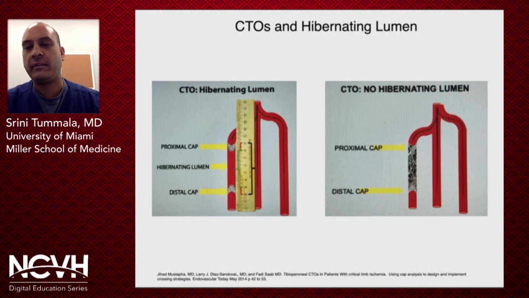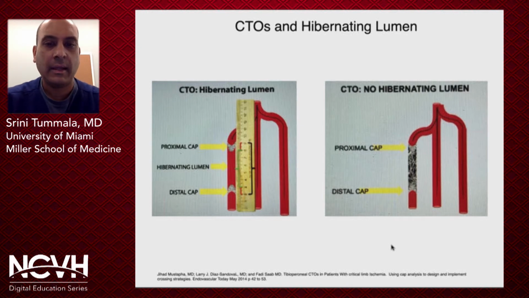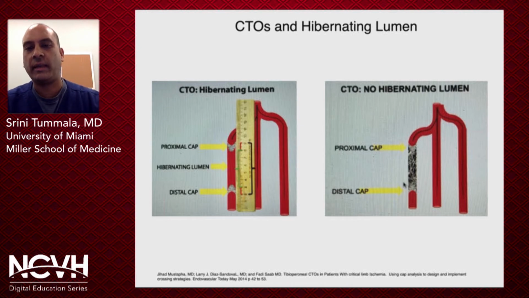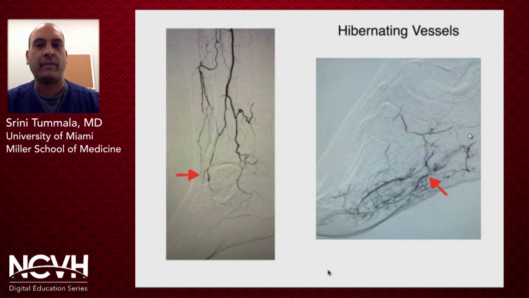On the other hand, when you have a CTO that has no hibernating lumen, you have a proximal and distal cap, but everything in between is chronically closed. This is a much harder recanalization because you have to fight your way through this entire chronic total occlusion. And here's an example of that.